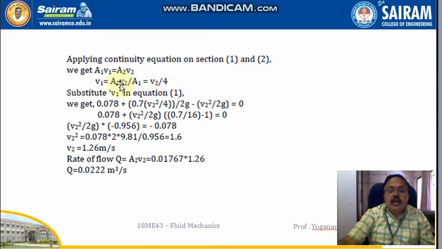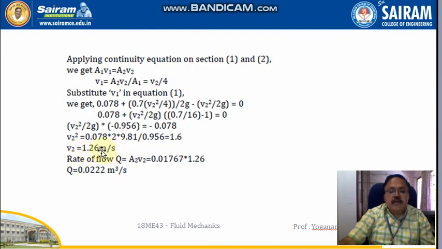we know that the continuity equation says that A1 V1 is equal to A2 V2. So V1 is equal to A2 V2 by A1. So we have here the ratio of A2 by A1. We know the area at the throat and area at the inlet. Substituting them, the ratio of A1 by A2 comes to 4 there. So here we are getting V1 as V2 by 4. Substituting V1 in the earlier equation and simplifying, we are getting my V2 as 1.26 meter per second.